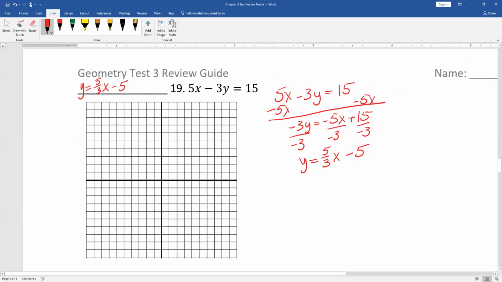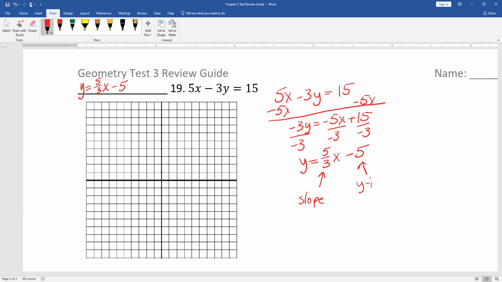Okay, so we have our equation. So Abigail, what on earth do we do with this equation now? So tell me my parts. What does this 5/3 stand for? That's your slope. What about this -5? That's your y-intercept. So where do we start? Absolutely. Where is it compared to my origin? 5 down from the origin. Yes.